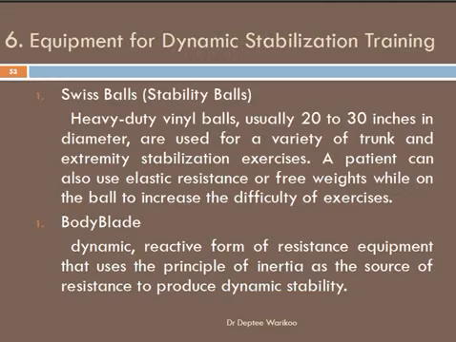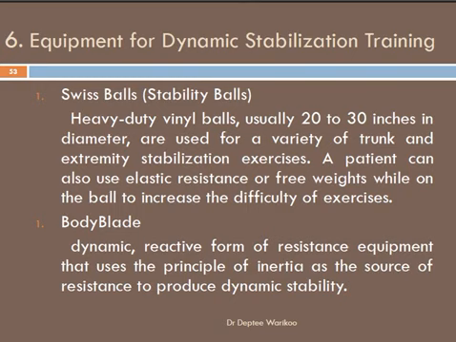Then we could use equipment for dynamic stabilization training. In this, the basic and the most important thing which we use is a Swiss ball, or the physio ball, or stability balls. These are heavy duty vinyl balls, usually 20 to 30 inches in diameter. These are used for a variety of trunk and upper and lower extremity exercises. A patient can also use elastic resistance or free weights while doing exercises on the ball.